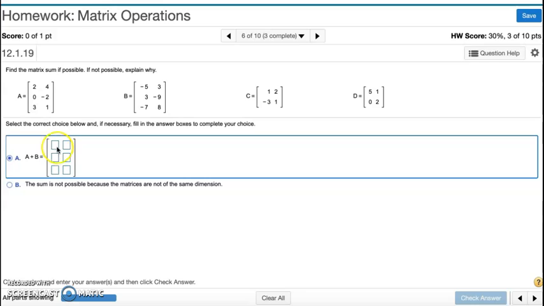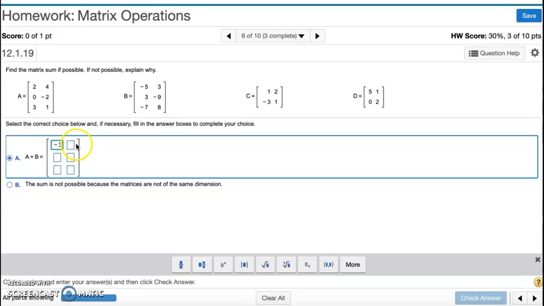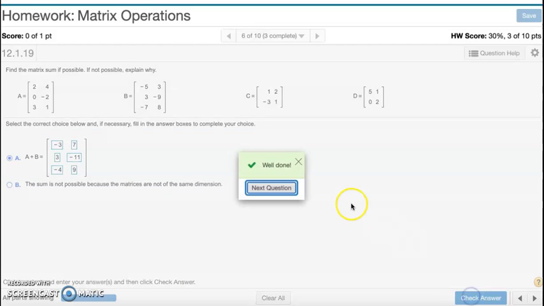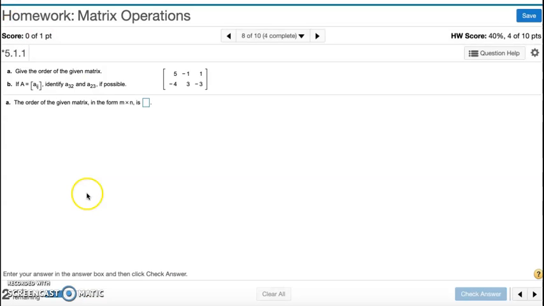So 2 plus negative 5 is negative 3. 4 plus 3 is 7. 0 plus 3 is 3. Negative 2 plus negative 9 is negative 11. 3 plus 7 is negative 4. And 1 plus 8 is 9. And that's number 6. Number 8.